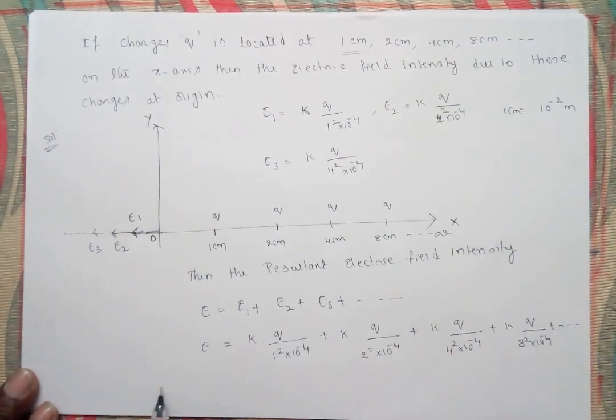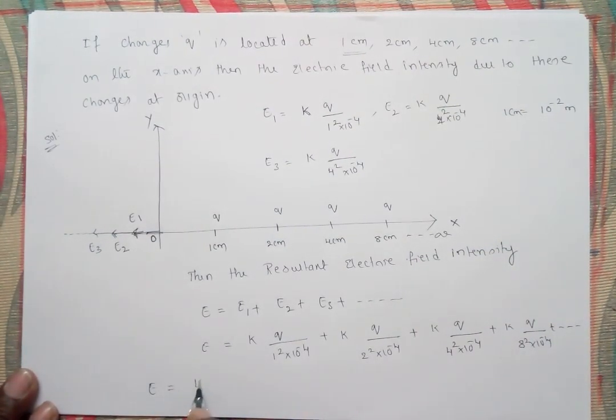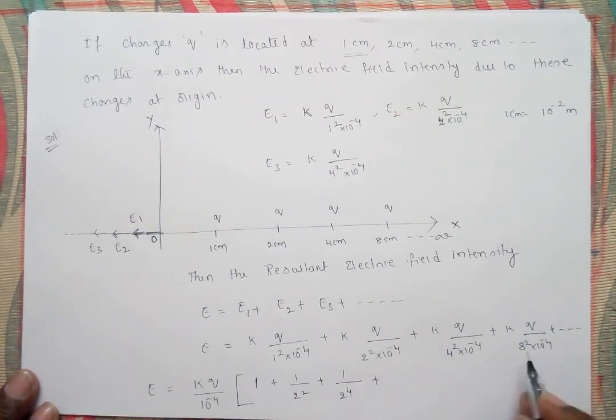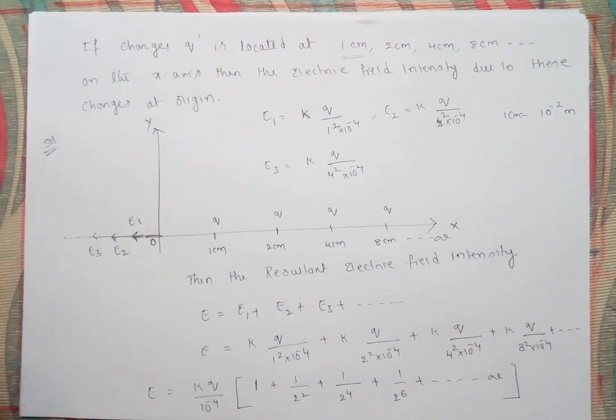Then if you take common outside K into Q, and also 10 raised to minus 4, we get 1 by 1 square, plus 1 by 2 square, plus 1 by 2 square whole square which is 2 power 4, plus 1 by 2 cube whole square which is 2 power 6, and so on. It will come up to infinite terms. So this is the sum of infinite terms.